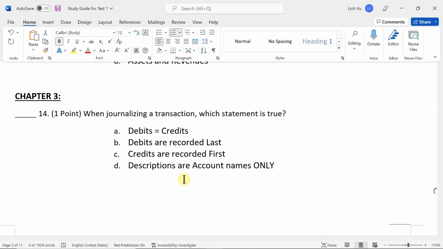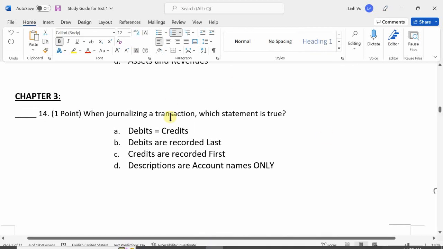I see 2 of them. Okay, elaborate. Tell me what you're thinking. Okay, after I read it again, no. Okay, I said debits equals credits. That's correct, right? So let's go over the answers.